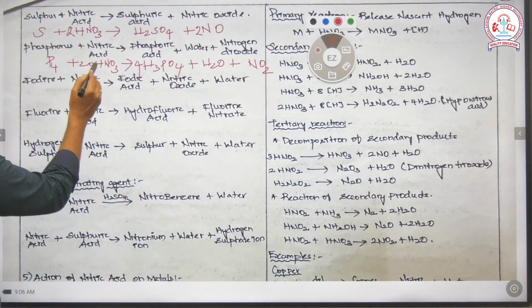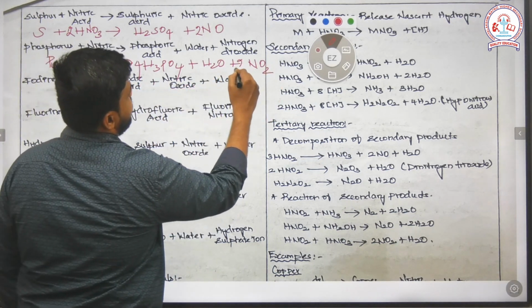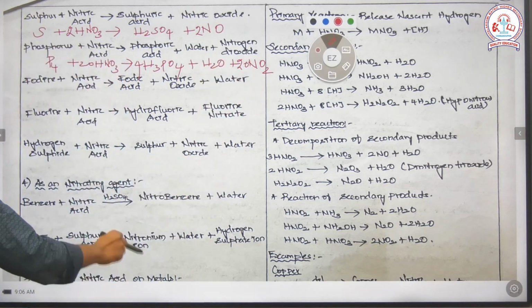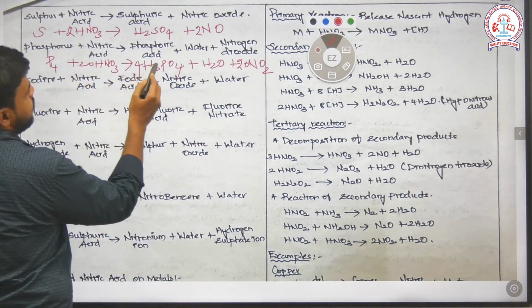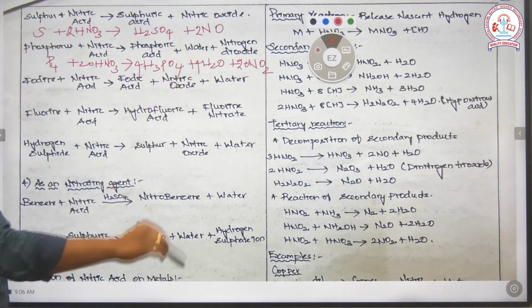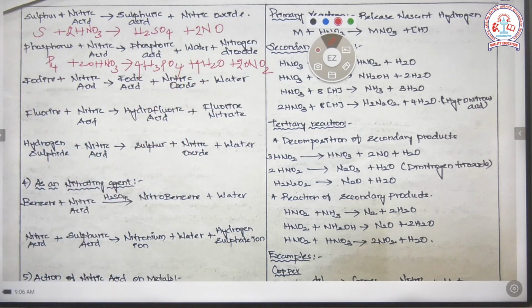We need to check the nitrogen. Nitrogen here is 20. If I make it 20, the equation is balanced. Hydrogen we need to check. Hydrogen 20 here, 12 there. If I make it 4 here, the equation is balanced. That's all. Right. Next one.